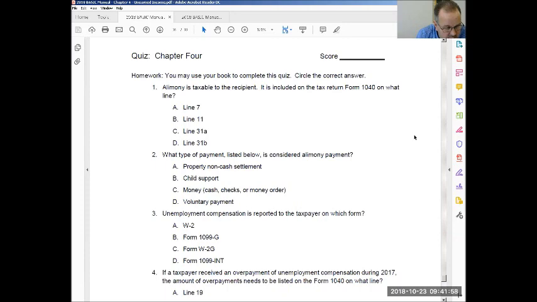Which statement is true concerning the interest income from treasury bills? D, they're taxable on federal, but not on state. That's correct. Okay. What type of income is reported to the taxpayer on the W-2G? B, gambling winnings. Mm-hmm.